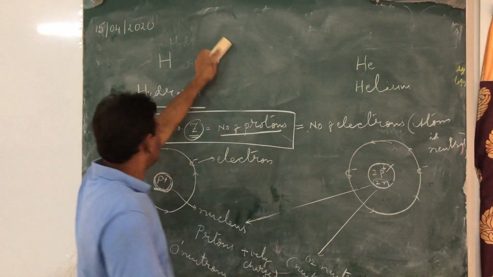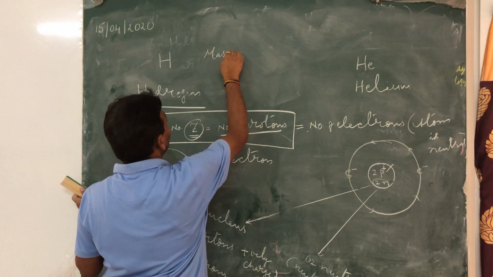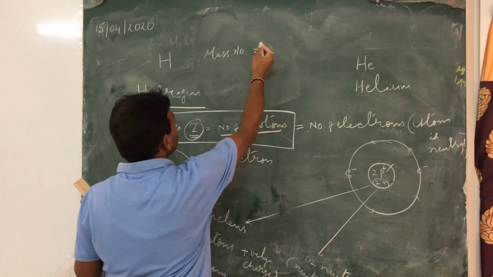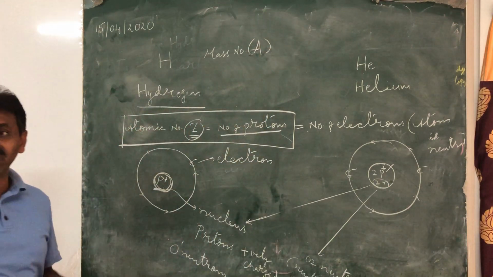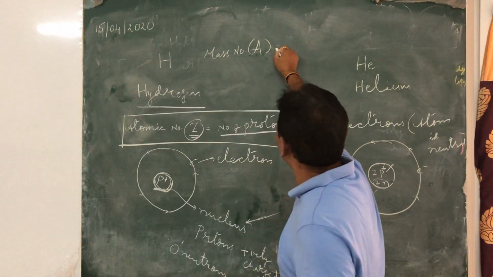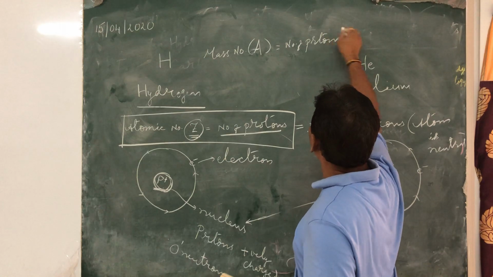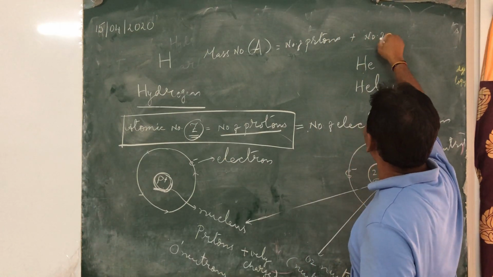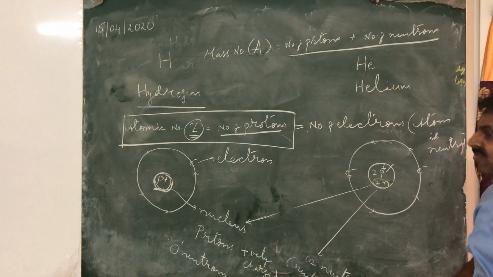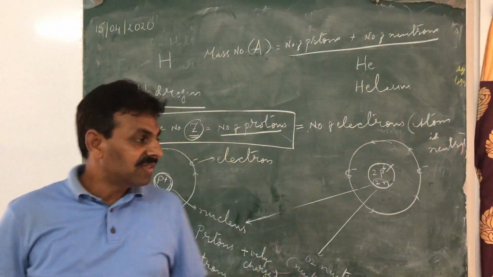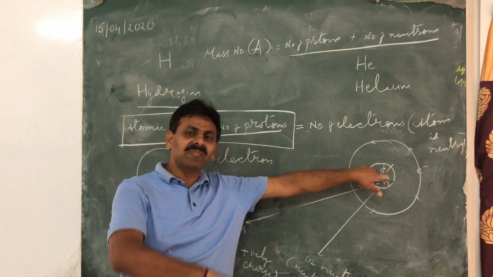Now, there is another term, mass number. What is this mass number? Mass number is symbolized by capital A. Now, mass number is equal to number of protons plus number of neutrons. Where are these protons and neutrons present, children? They are present in the nucleus of any atom of an element.